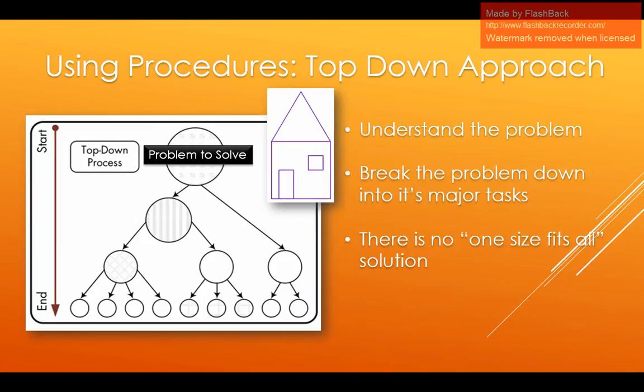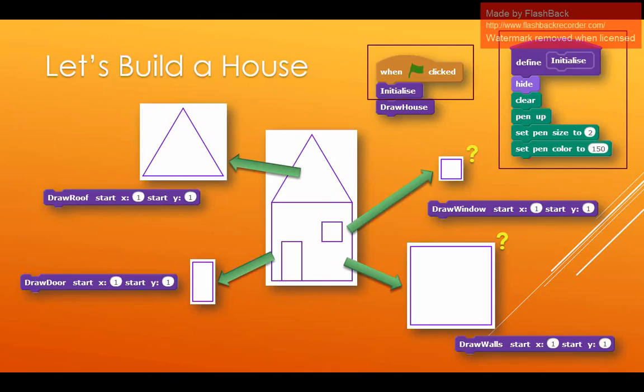Okay, so let's understand our problem. We have got a house and it's got a couple of components. We've got a roof, we've got the walls, we've got a door, and we've got a window. Now what we can say is for each of these components we're going to create a custom block, and so we've got a draw roof block, a draw door block, a draw walls block, and a draw windows block. Now why do you think I put these question marks by draw window and draw walls?